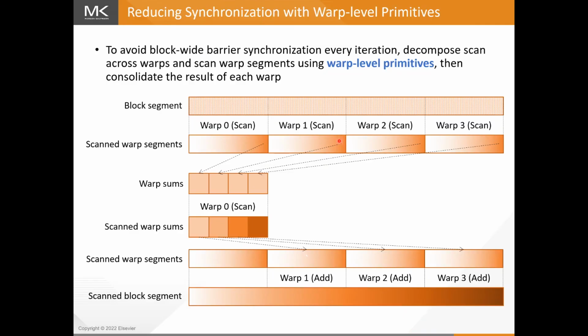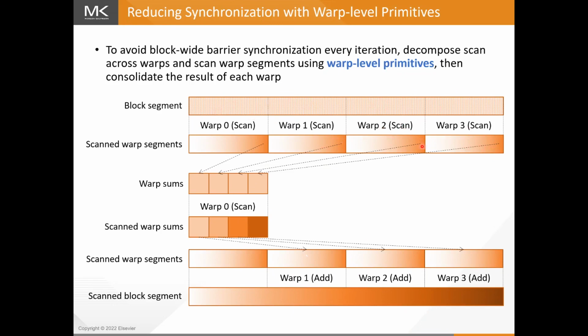Yes. Okay. So let's look at warp 2, for example. What warp 2 needs to add is the sum of the elements in warp 1 and warp 0. Warp 3 needs to add the sum of the elements in warp 2, warp 1, and warp 0. So every warp needs to add the sum of the elements in the previous warps. So that's also a scan operation.